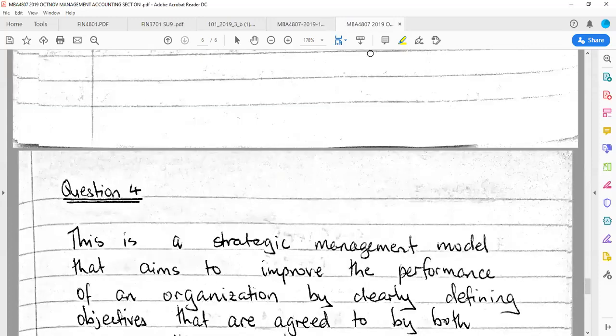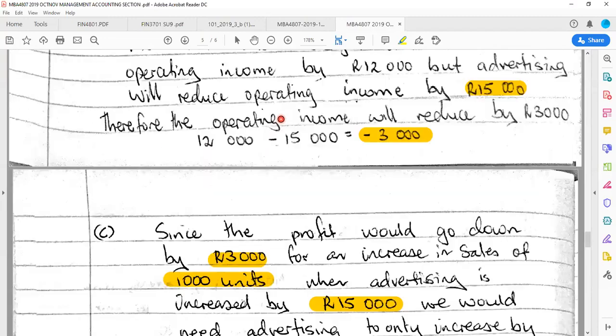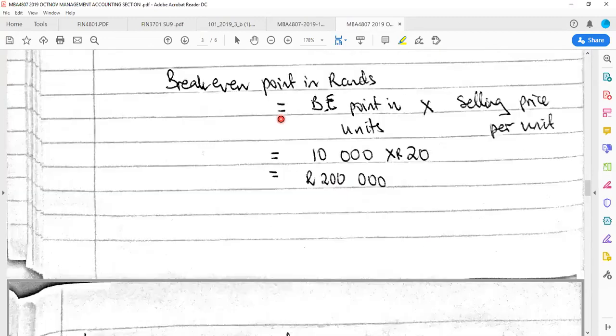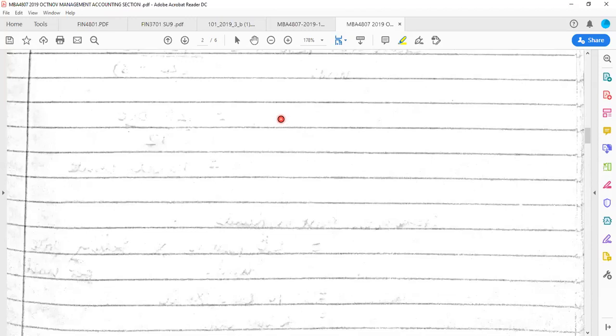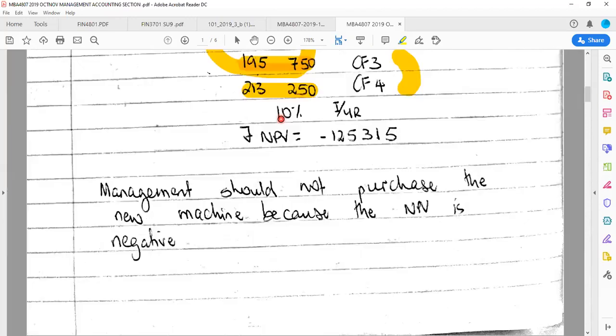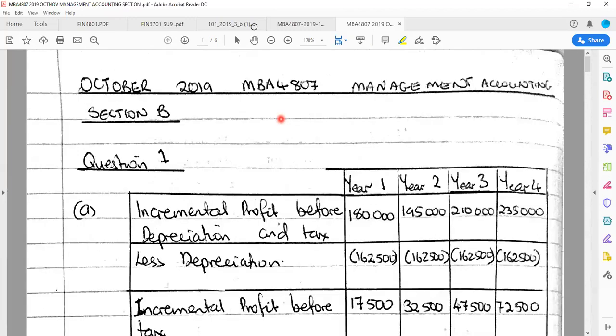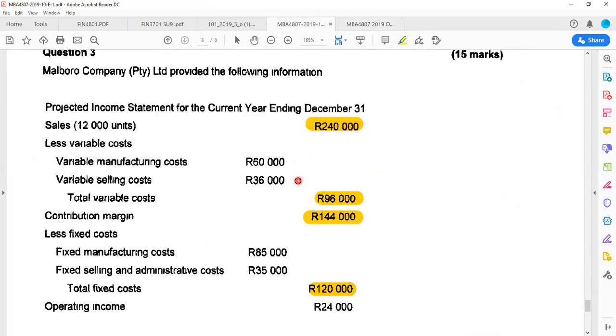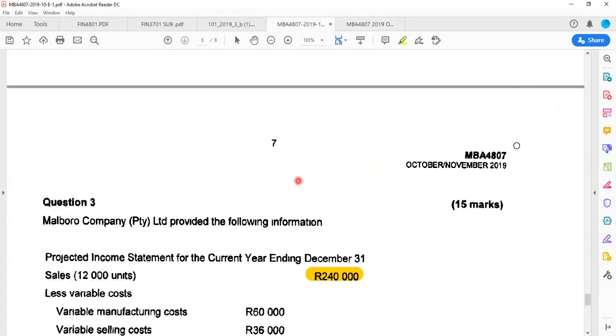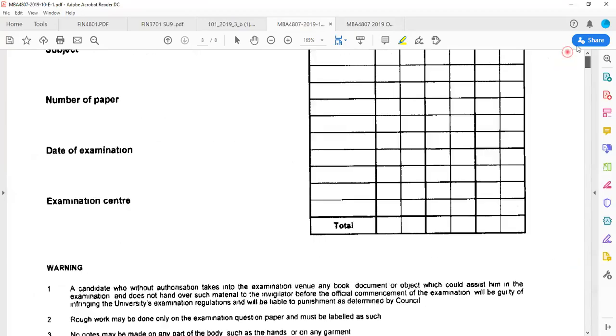This paper was relatively okay if you prepared properly, and I hope this recording was helpful. Make sure to couple your revision of past papers with assignments as well. Assignments always have some important aspects to them.